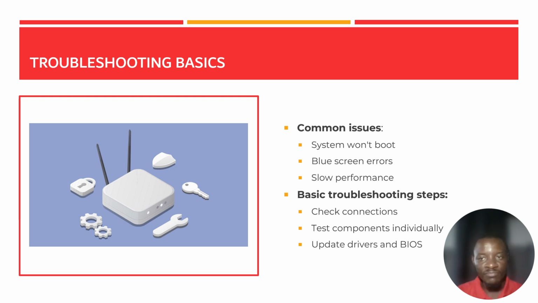Then troubleshooting basics. Basic troubleshooting skills are essential for any computer engineer. When the system won't boot, these are the factors you need to check. Make sure you check the power connections, ensure that the RAM is properly seated. Try booting with minimal components. Try removing some components, maybe the hard drive, some connections from the system. Just put the system on to know that it comes up first before you start adding other components.